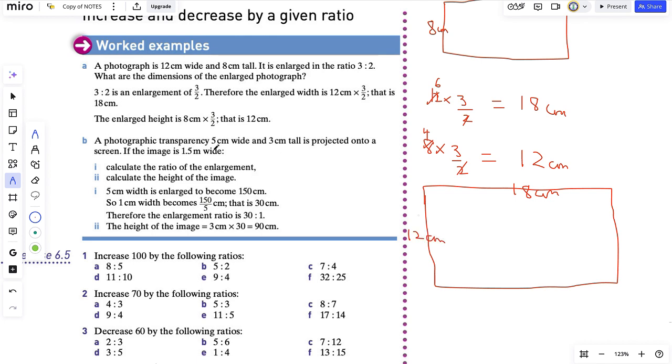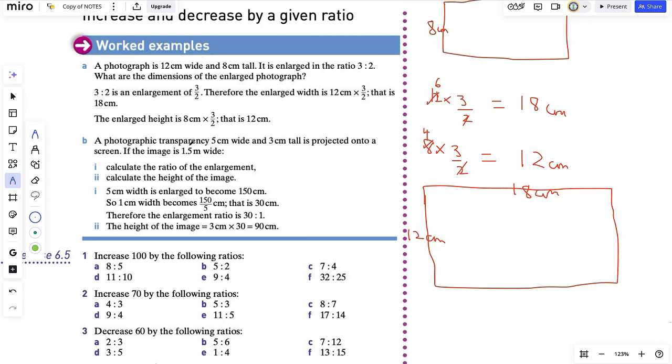Okay, so this is how to use ratio, increase and decrease ratio, to solve problems. Now this is for the increase one. Let's see an example of a decrease, if there's any.